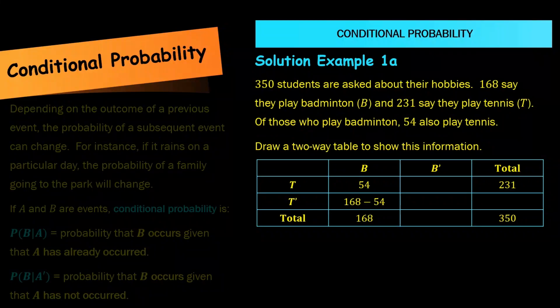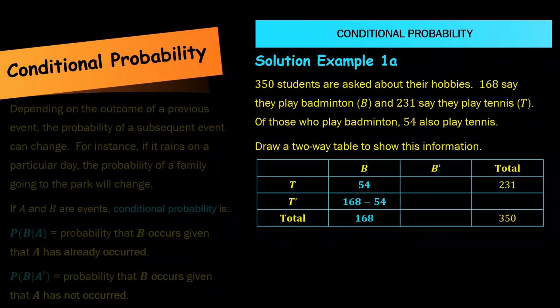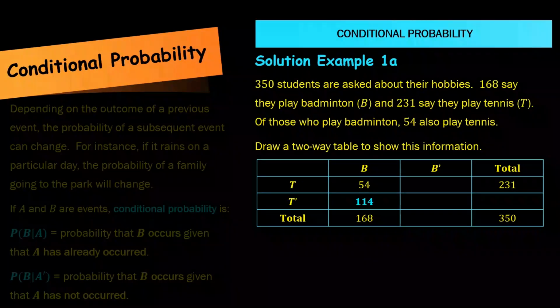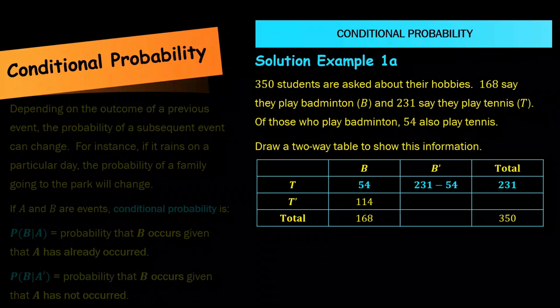Therefore, we know that 168 minus 54 play badminton but don't play tennis, as shown here. This comes to a total of 114. We can now calculate the tennis and not badminton group. Here, there are a total of 231 students who play tennis, and 54 of these play badminton. Therefore, the rest, in other words, 231 minus 54, don't play badminton.